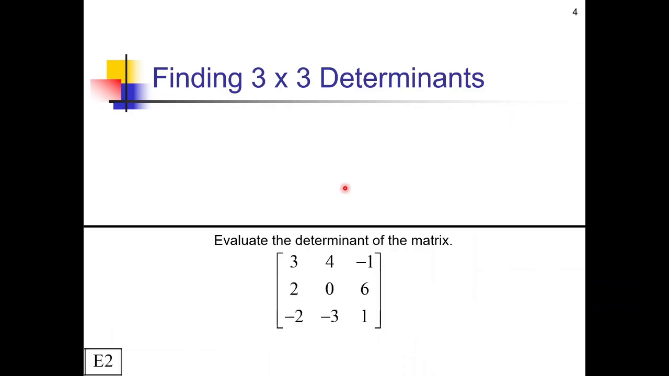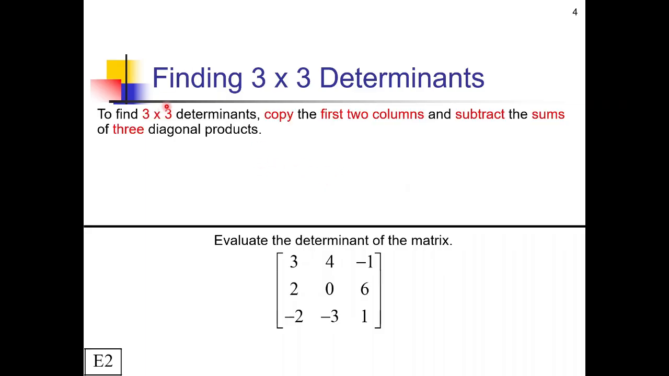Next up, we're going to dive into finding one of these 3x3 determinants. Now, I'm about to show you something that's going to look like a formula. It's going to have all sorts of letters in it, but I'm going to encourage you not to try memorizing it. Instead, try memorizing the process that I use to get there. That's the most important piece here.